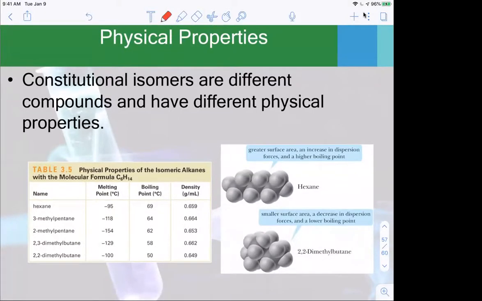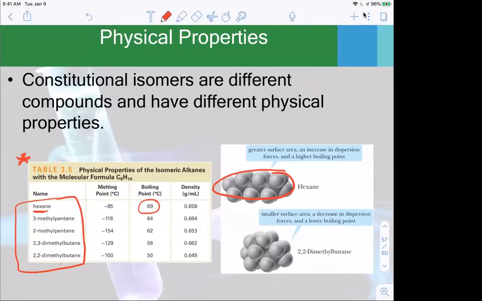Constitutional isomers are different compounds and have different physical properties. Notice, these all have the same number of carbons. They have different branching. This is a great chart to know and to figure out why hexane has the highest boiling point of them all. Remember, the greater the surface area, the greater the magnitude of those dispersion forces, and that results in a higher boiling point. So hexane is this long and skinny molecule, with a lot of surface area.